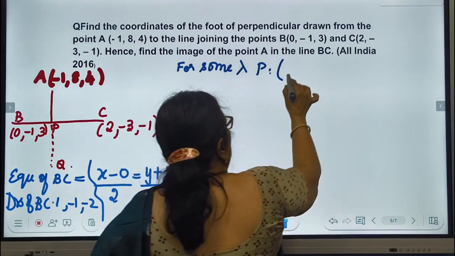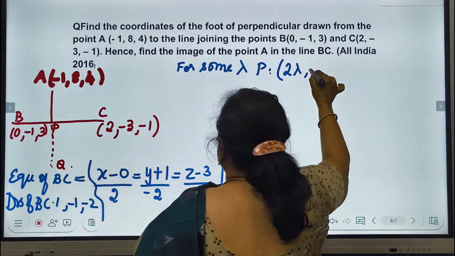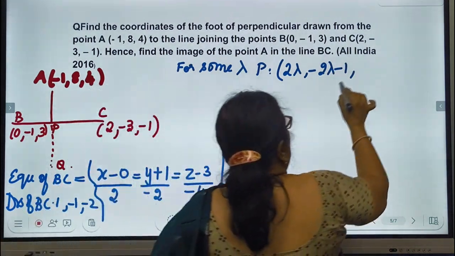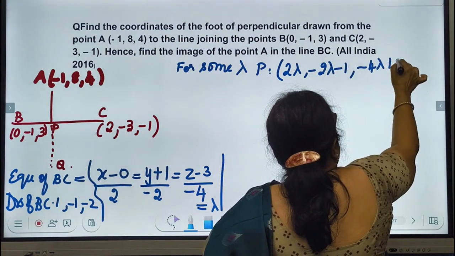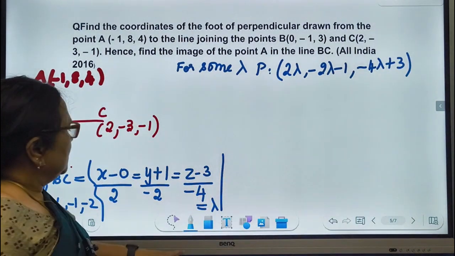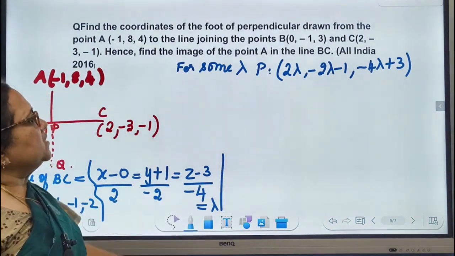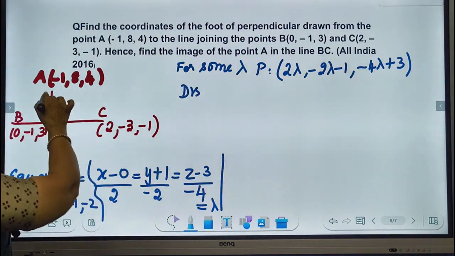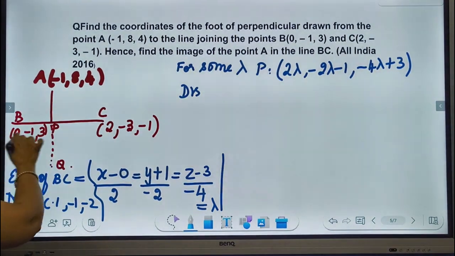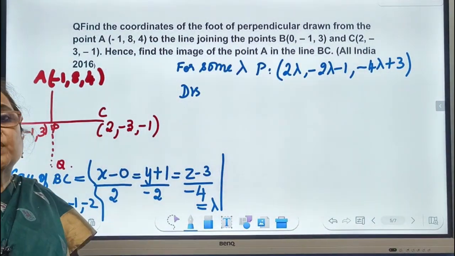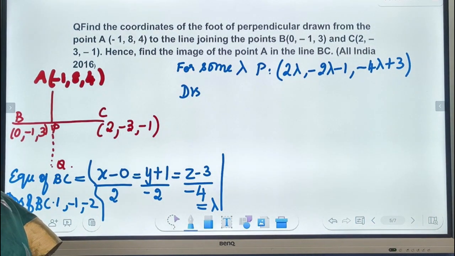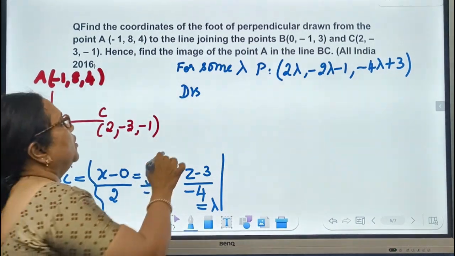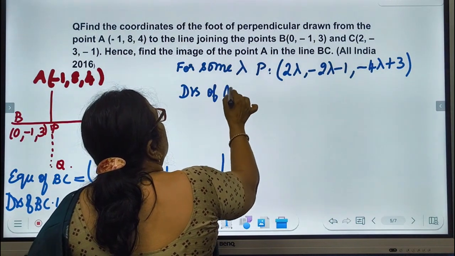If I equate this to lambda, P is 2 lambda, minus 2 lambda minus 1, minus 4 lambda plus 3. So what will be the DRs of AP? Because we are going to use the fact that AP is perpendicular to BC, so AP vector dot BC vector is 0, and the product of the DRs will be 0.